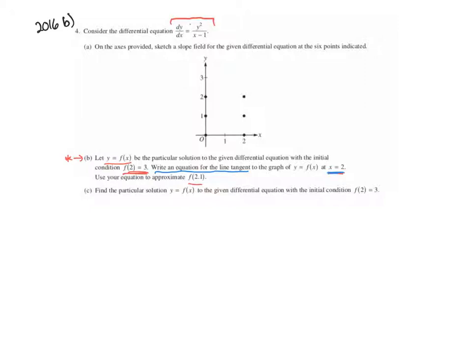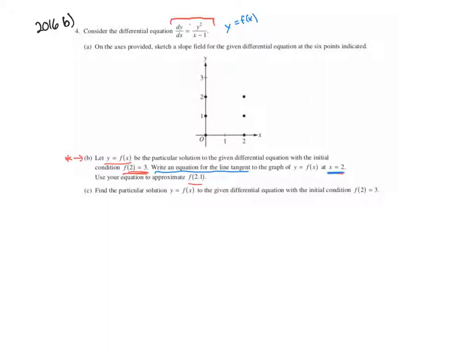The stuff that they mentioned up here as the particular solution is them just defining what y equals f of x is. y equals f of x is a solution to that differential equation. They're giving it a name, and then they're asking you to find the tangent line to that by using the differential equation at the point that they give you.